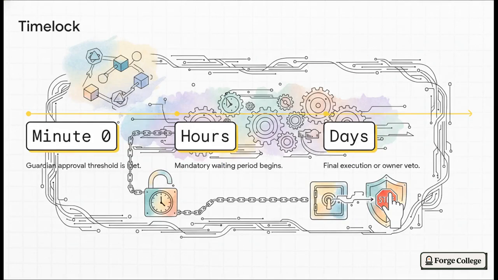And this timeline brilliantly illustrates exactly why that time lock is absolutely crucial. At minute 0, the threshold is met by your guardians. Then, boom, we enter a mandatory waiting period, which could be a few hours or several days, depending on how you tuned your settings. Finally, at the end of the window, we have execution or veto. It gives the true owner a specific block of time to stop a heist before the final execution goes through.